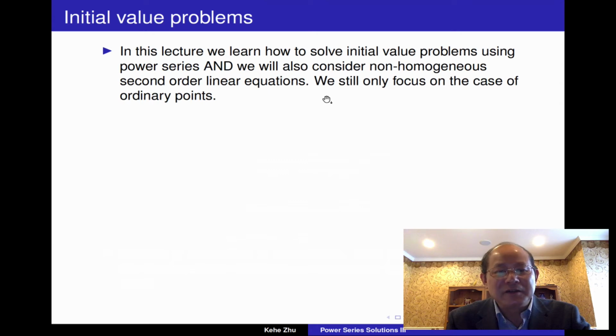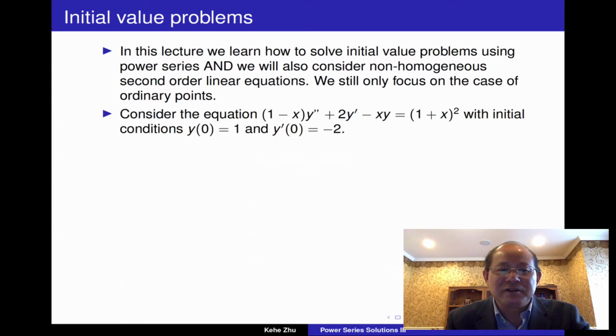All right, so again, today we're going to look at the ordinary point case, and again, we focus on the origin. Now, the example is this. Again, it's a relatively simple-looking second-order linear equation where the coefficient function a(x) in this case is 1 minus x, the b(x) is the constant 2, and then the c(x) is minus x. And this time I do have a term on the right-hand side, so the equation is not homogeneous. And you have two initial conditions. y at 0 is 1, and y prime at 0 is negative 2.